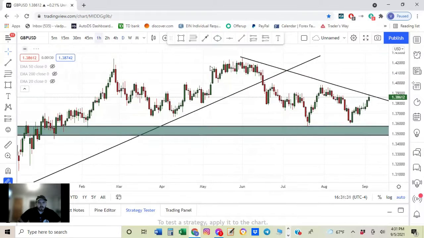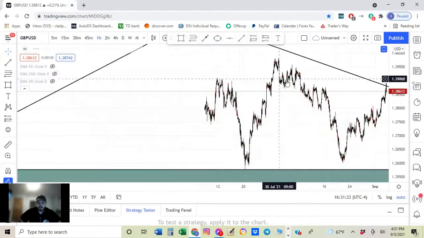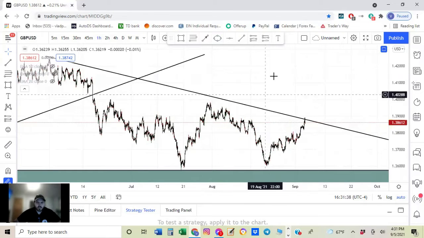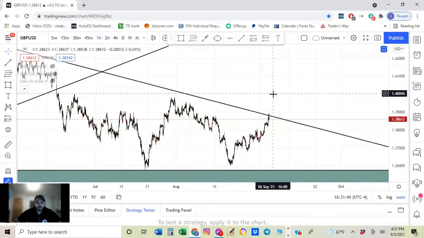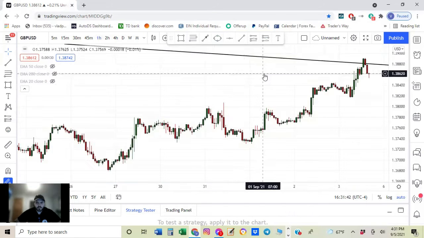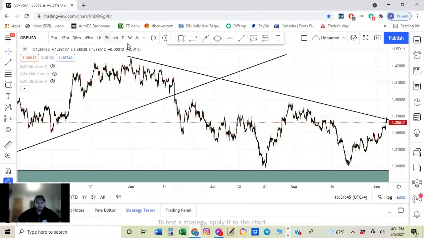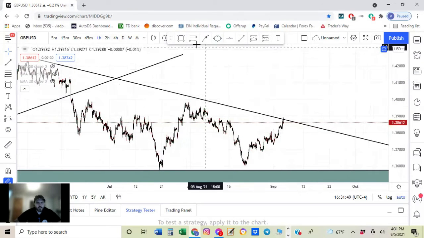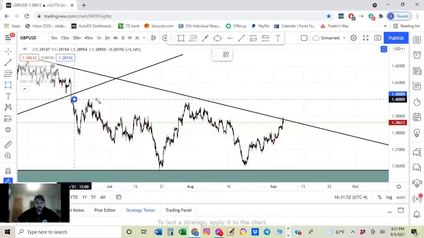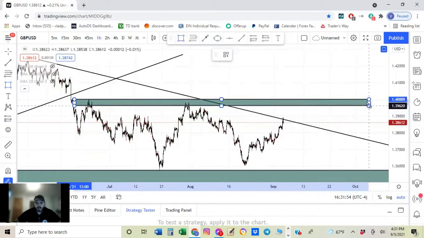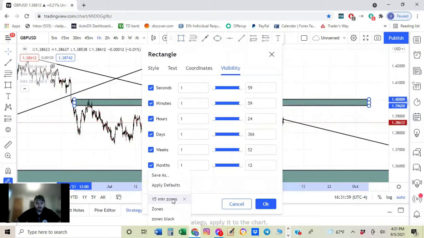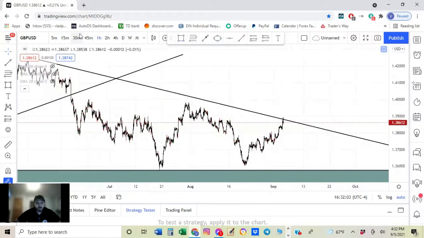But if you are day trading, you would be expecting a sell-off right about here. If you watch the other video that I made, you can create this zone. Let's see if it'll pop up.